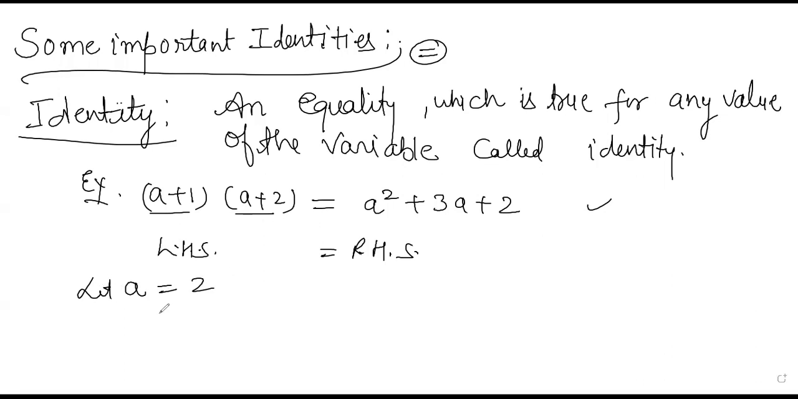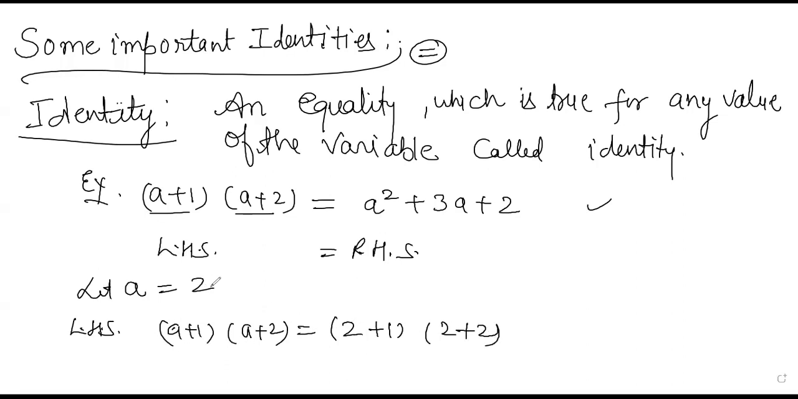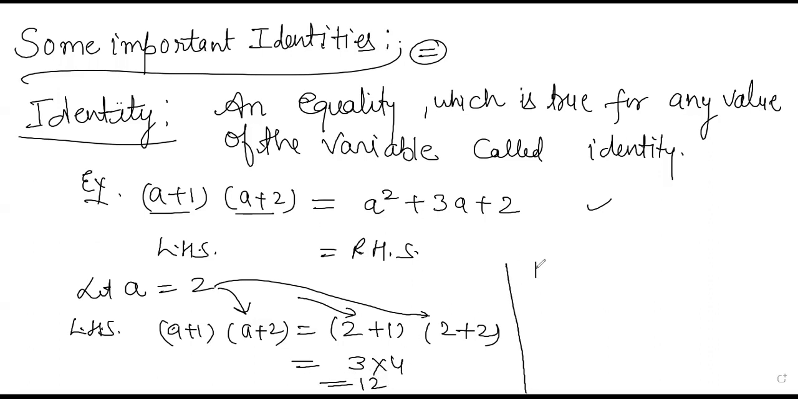Left hand side: put down the value of a. Let us write firstly the expression a plus 1 and a plus 2. So 2 plus 1 and 2 plus 2, where I am just putting 2 in place of a. It will be 3 and it will be 4. 4 threes are 12.